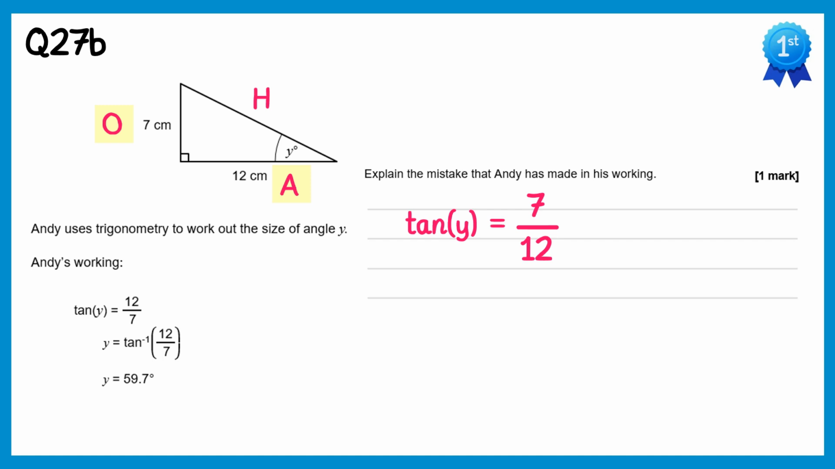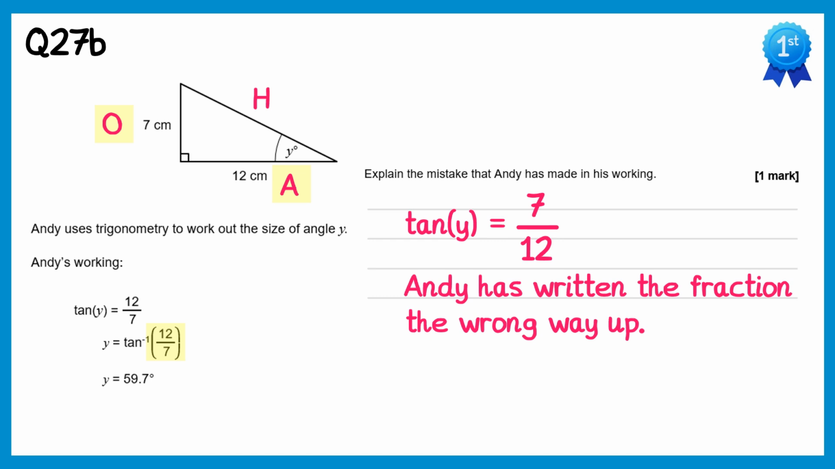Now you can see from Andy's working that he went for 12 over 7. So Andy's mistake is that he's written the fraction the wrong way up. It should be 7 over 12.